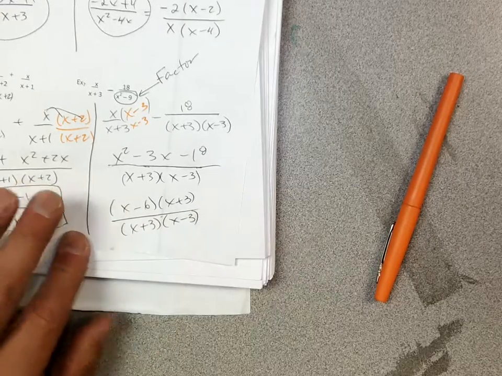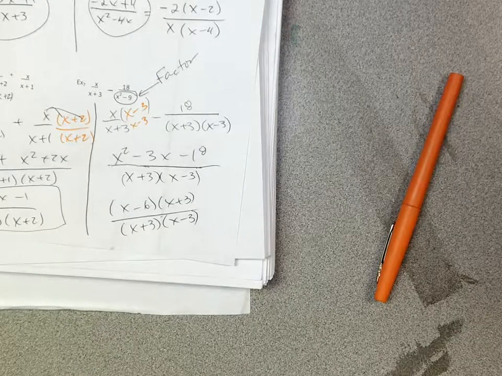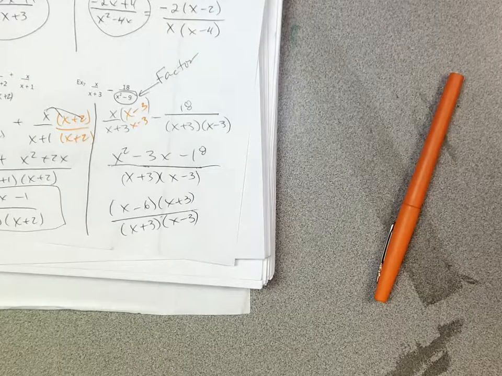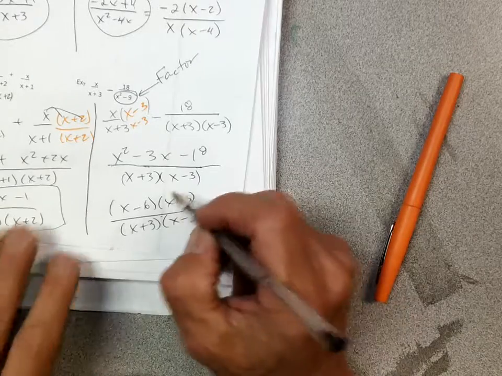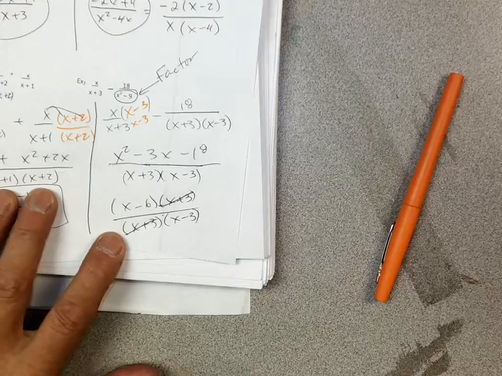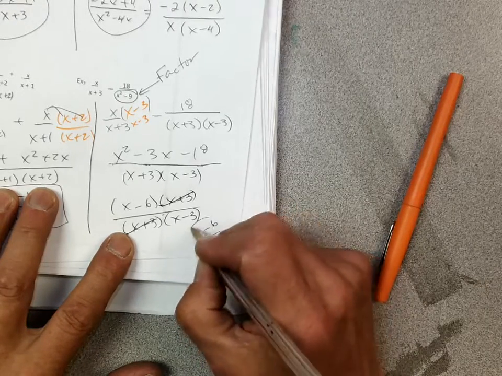So what Josie said about 3 minutes ago is you can cancel over multiplication, can't you? You can only cancel over multiplication, which is what we have. We cancel, cancel. We reduced it like any fraction, and we're left with an x minus 6 over an x minus 3, okay?